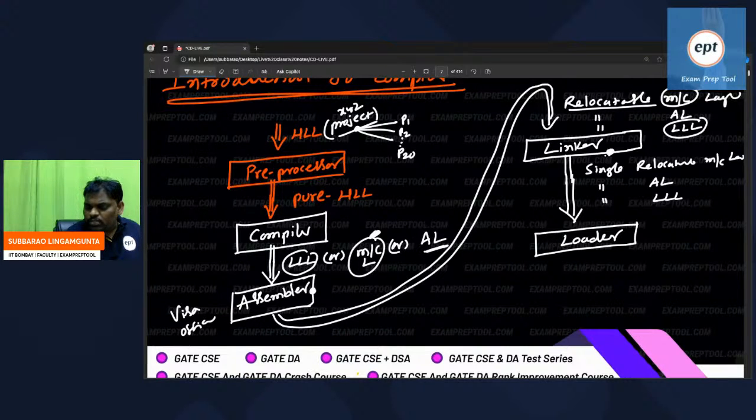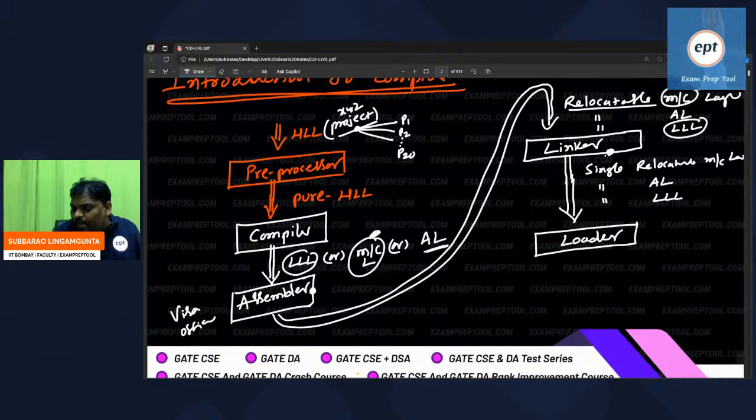So this project's high level language code is here. After the preprocessor is over, all these 20 programs, pure high level language, will come. After giving to the compiler, all these 20 programs, low level language code will come. Machine language code, assembly language code will come. After the assembler, for all these 20 programs, relocatable machine language, relocatable assembly language, relocatable low level language will come.